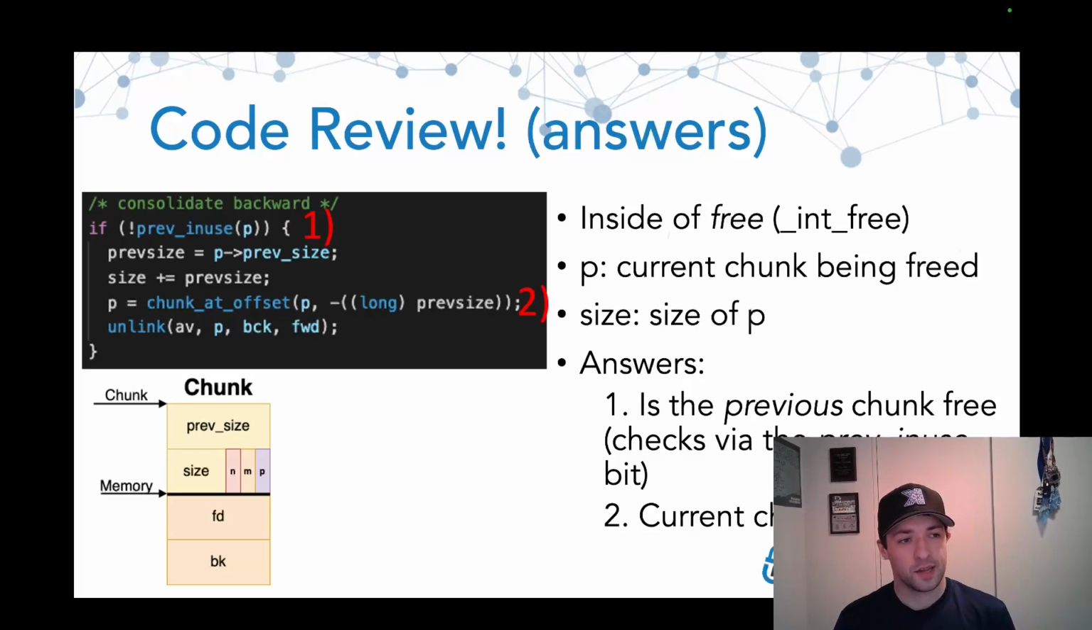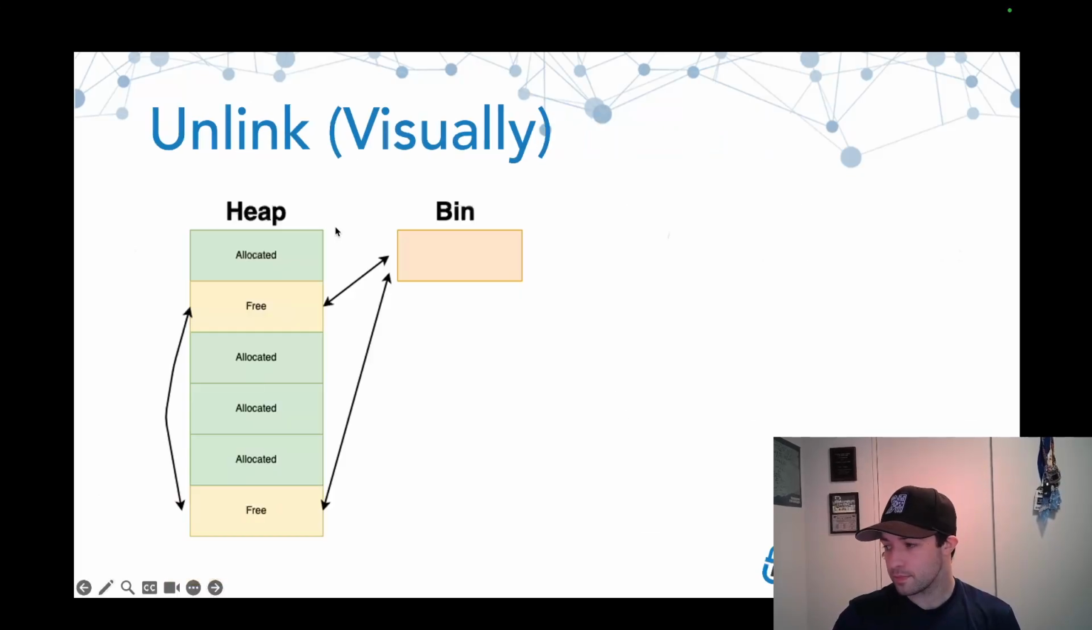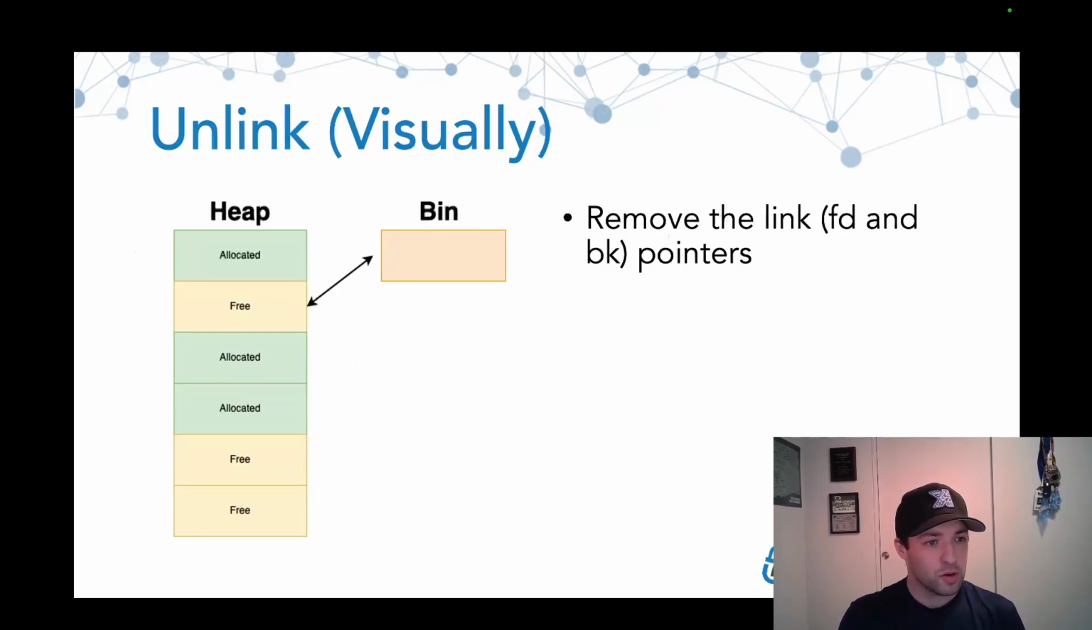So with that context, this is where the actual unlink happens. We need to consolidate the chunks together, and in order to do that, we need to remove the chunk from the linked list, and the unlink macro is now what we're going to talk about. Visually speaking, we have various chunks in a list, and we need to remove it from the list. So we're just going to remove the FD and the BK pointers from the various locations. That's effectively all we have to do.